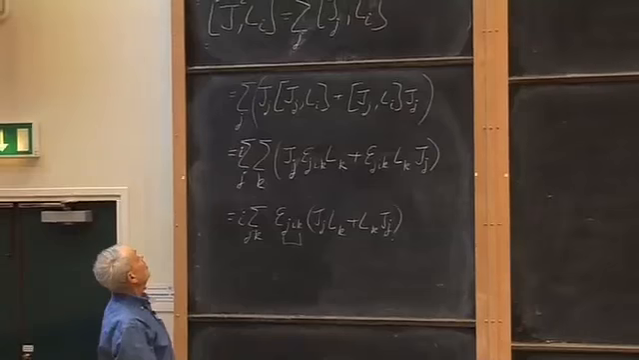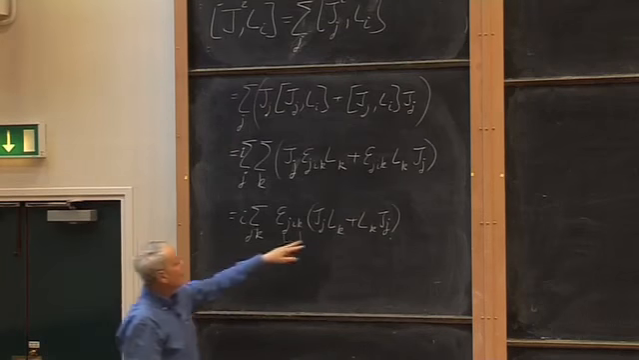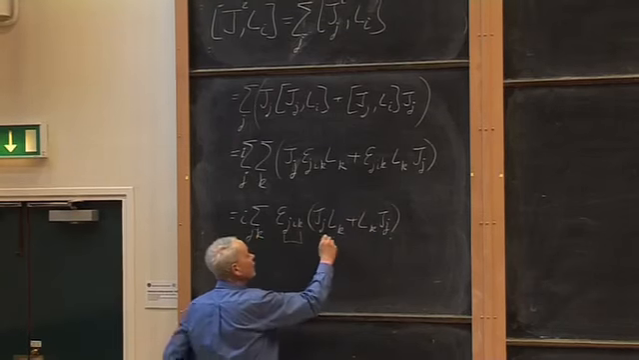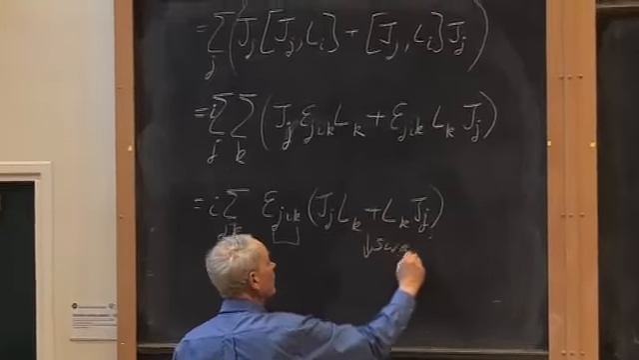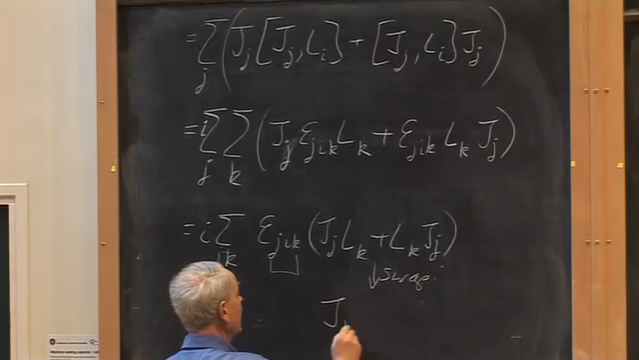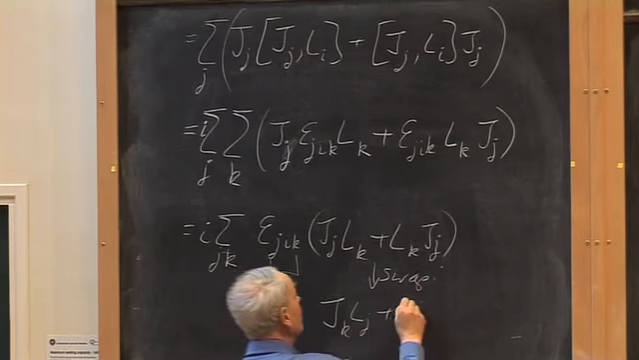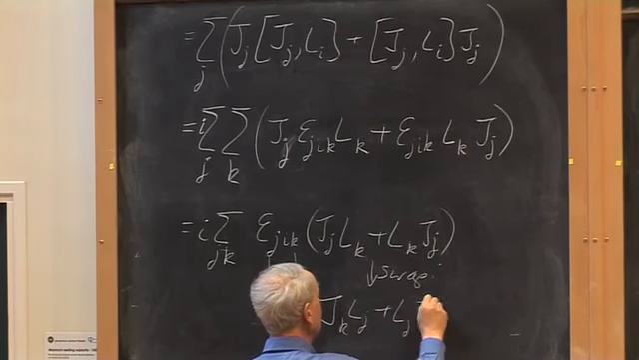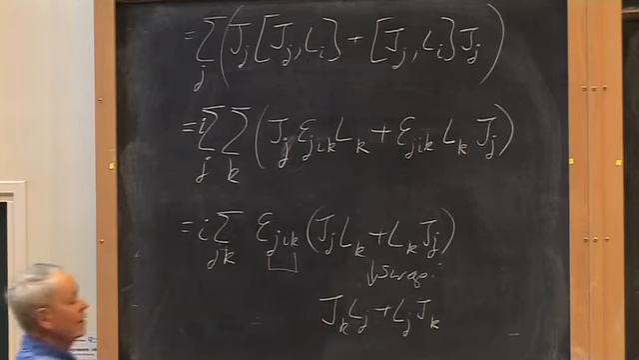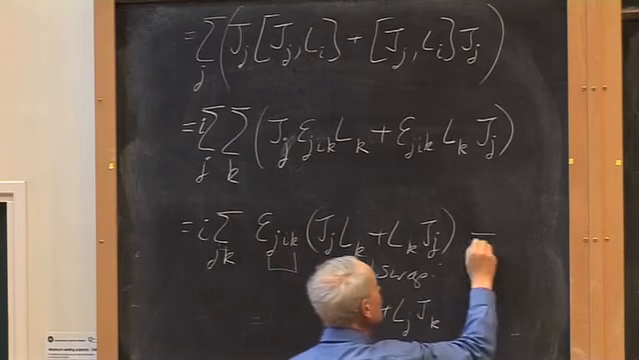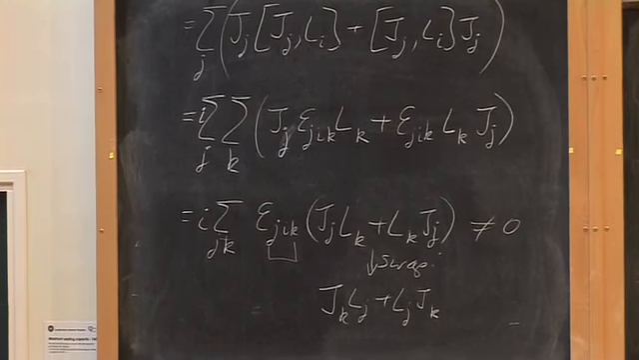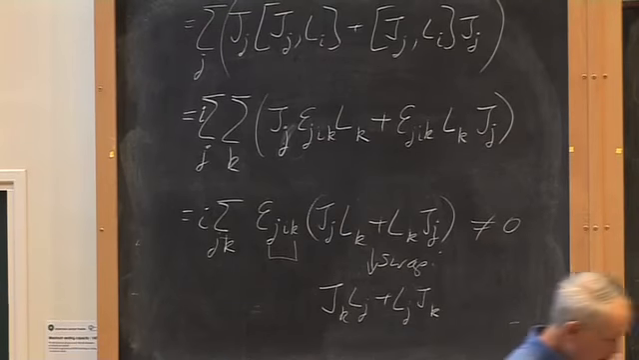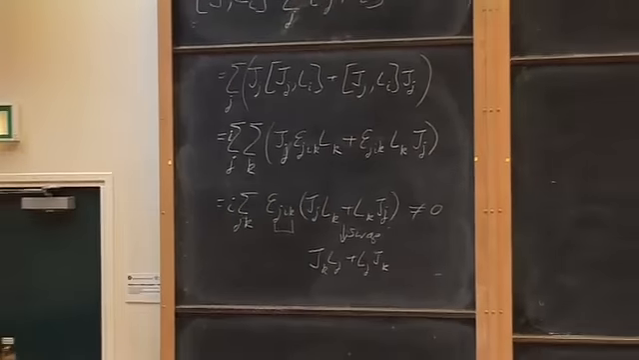zero. But this is not symmetric. If you interchange the order of these, if you swap the indices, under a swap, what does this go to? It goes to Jk Lj plus Lj Jk, which is not the same as this. So this thing is not equal to 0, but we know that J squared does commute with all of its components. So that sort of suggests that these are not the same thing.